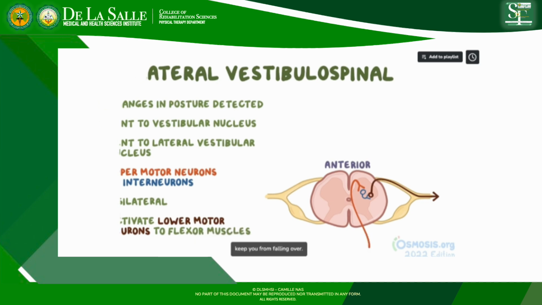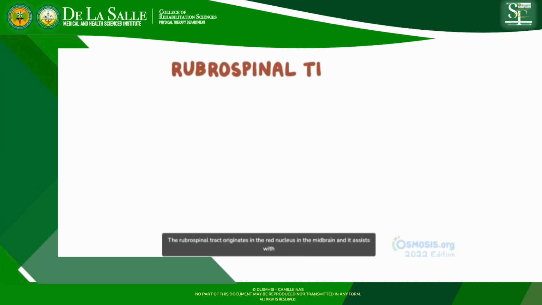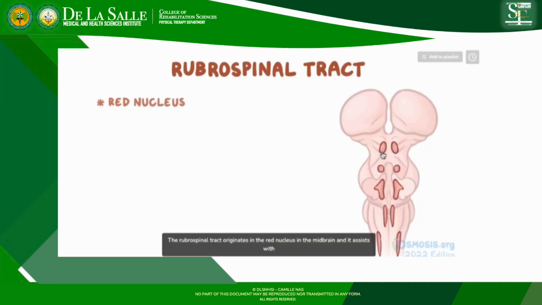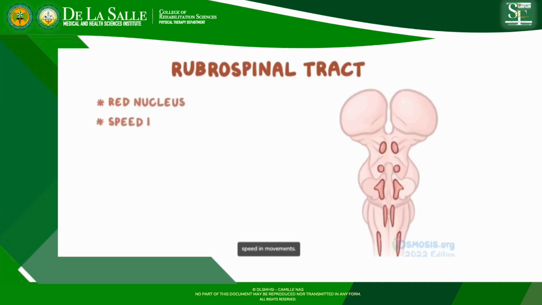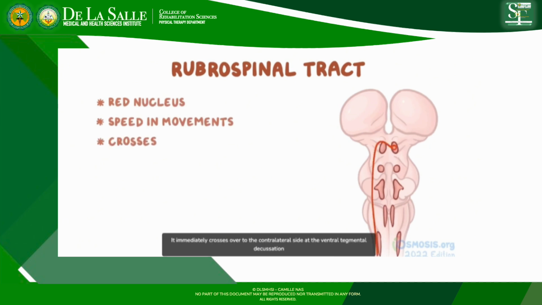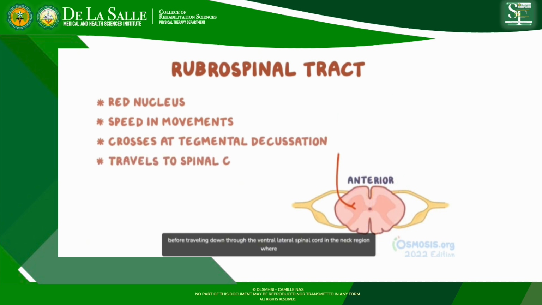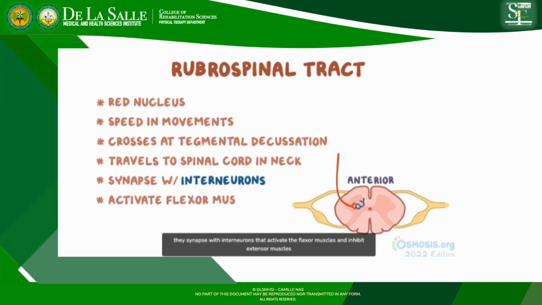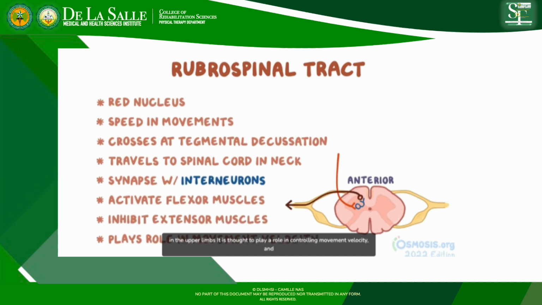The rubrospinal tract originates in the red nucleus in the midbrain, and it assists with speed and movements. It immediately crosses over to the contralateral side at the ventral tegmental decussation, before traveling down through the ventral lateral spinal cord in the neck region, where they synapse with interneurons that activate the flexor muscles and inhibit extensor muscles in the upper limbs. It's thought to play a role in controlling movement velocity, because damage to the tract causes a person's movements to slow down, like moving in slow motion.